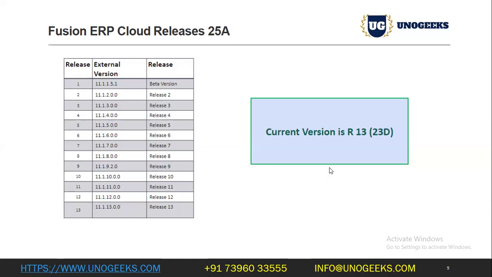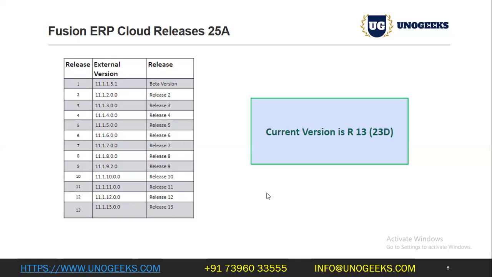Let me talk about these releases. This is one of the better options which Oracle is maintaining, and it's going to be beneficial. Currently, we are in 25B. Last time, the last batch was related to 25, but currently we are in 25B. What is 25B?